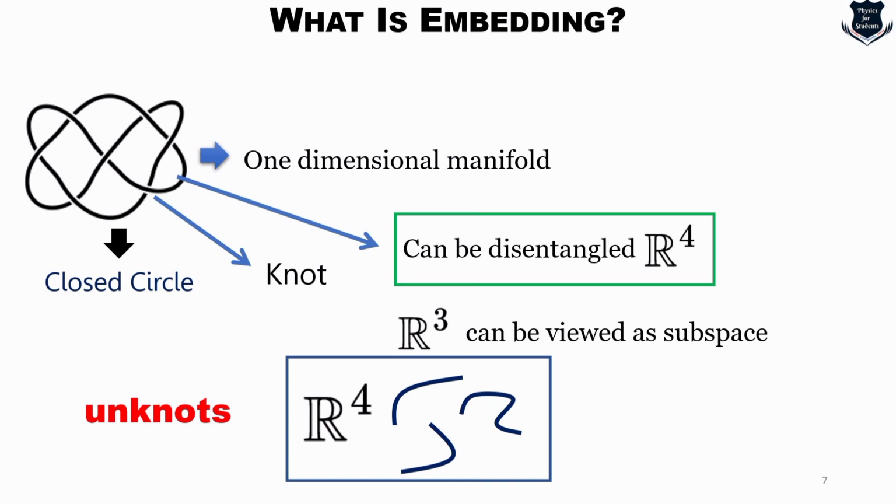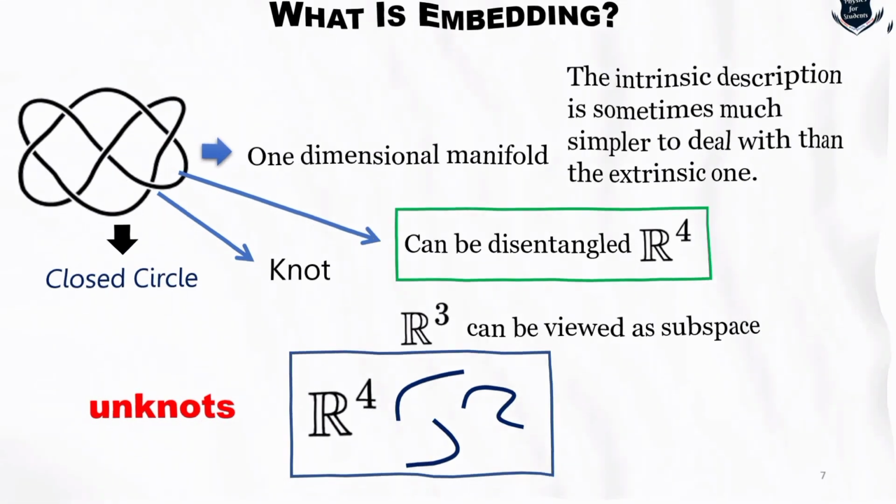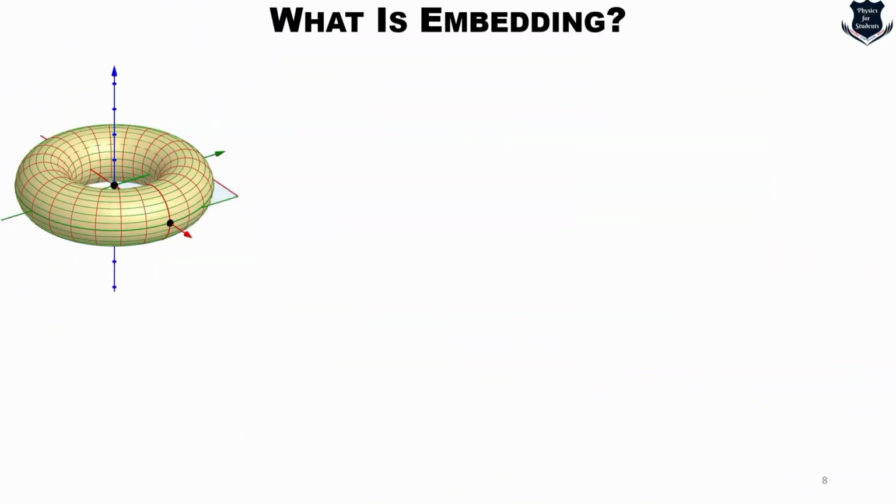So this is just an example to show you that sometimes things which appear so simple are difficult to express in terms of embedding, but become easier when we take them to higher dimensions. So here the intrinsic description is sometimes much simpler to deal with than the extrinsic one. That is why I mentioned the heading right at the beginning, intrinsic definition of manifolds, because we are dealing with intrinsic definitions.